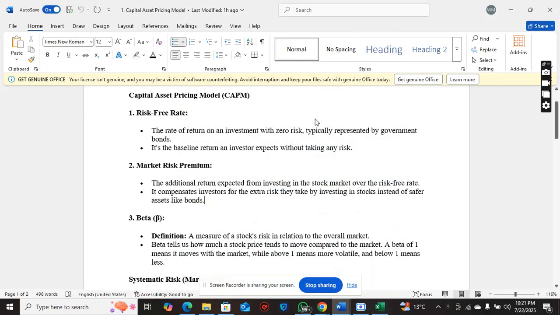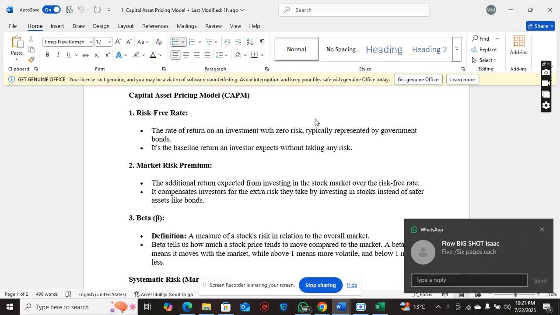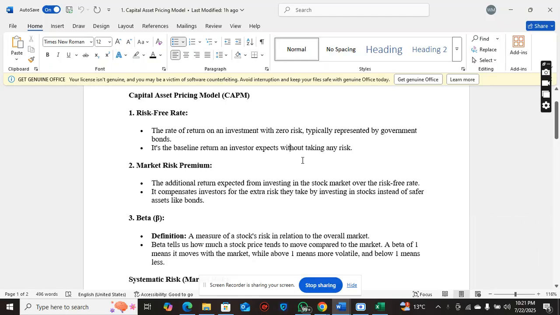Okay, so we're looking at the capital asset pricing model. We're trying to tabulate the cost of equity. When we talk about the cost of equity, we're just talking about the cost of equity financing. This is the minimum return the shareholders are expecting, basically to make them happy. All right, so this capital asset pricing model has four components that you must remember.